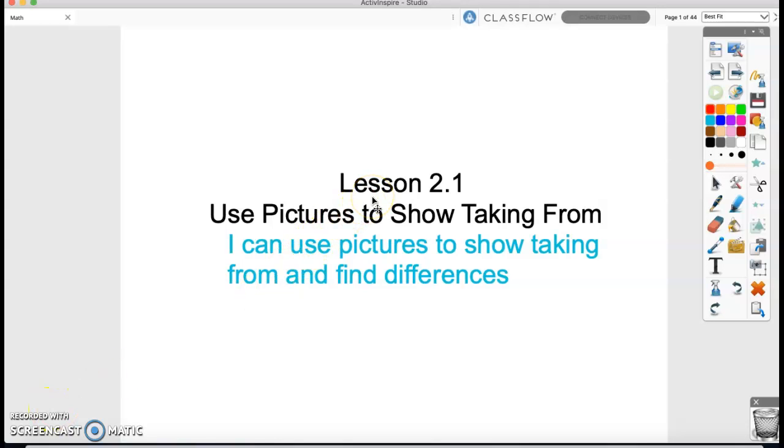This is Math Lesson 2.1, Use Pictures to Show Taking From. At the end of this lesson, you will be able to say to yourself, I can use pictures to show taking from and find differences.